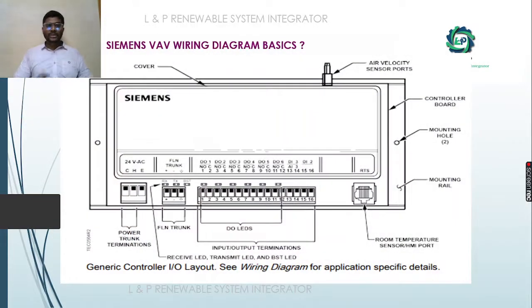This is the overall basic view of the terminal box controller we are going to discuss today. Here we have air velocity sensor ports, where we will connect our air velocity sensor tubes. Here we have the basic power supply, 24 volt AC, and these terminals are for connecting the communication wires. All these are the input and output terminals. To connect the room temperature sensor, we have the RTS provision, and we have a controller board. For mounting these controllers inside the control panel, we have mounting holes and mounting rails.